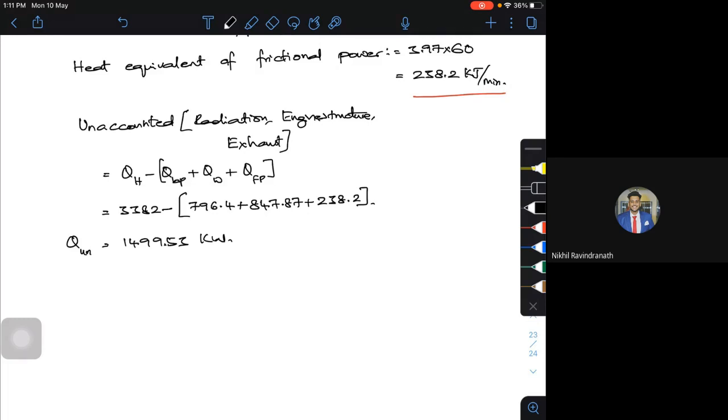So all the calculations we have done. Now we have to tabulate it. What is the energy input on one side and the energy output on the other side? Tabulate the heat in kilojoules per minute and the percentage. If you balance it, that is called the heat balance sheet. Can you do that? That is as homework.